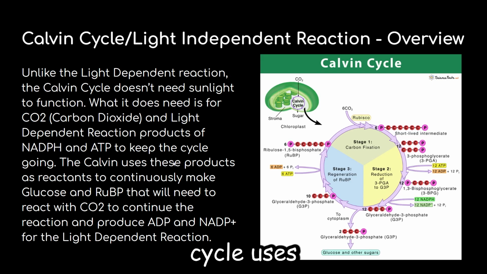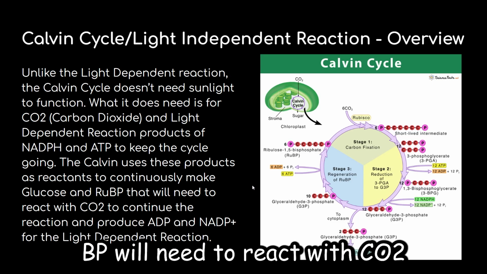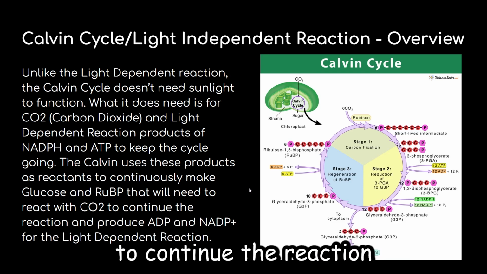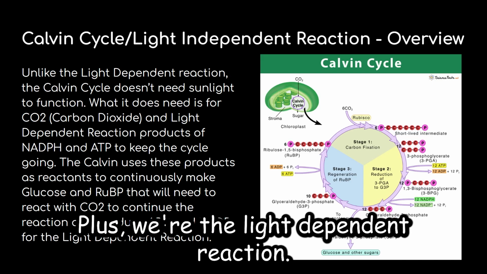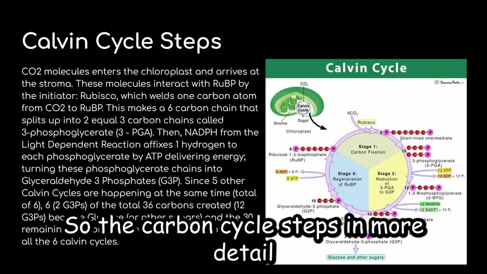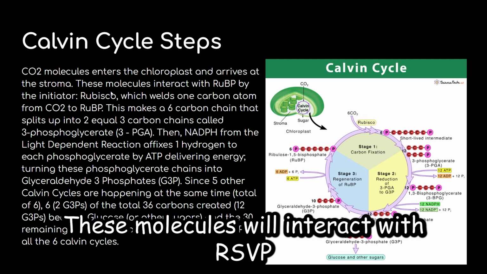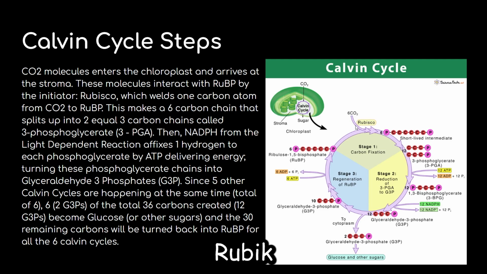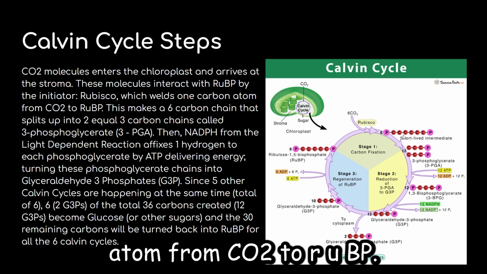The Calvin cycle uses these products as reactants to continuously make glucose and RuBP, which will need to react with CO2 to continue the reaction and produce ADP and NADP+ for the light-dependent reaction. So, the Calvin cycle steps in more detail: CO2 molecules enter the chloroplast and arrive at the stroma. These molecules will interact with RuBP by the initiator rubisco, which welds one carbon atom from CO2 to RuBP.